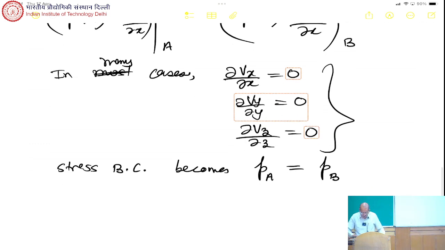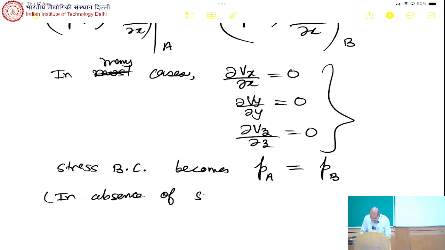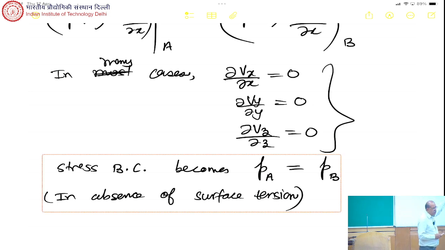But one has to remember, this works in the absence of surface tension. If there is surface tension, then there is a normal force which is caused by surface tension, that also has to be included in the normal forces. So this is in the absence of surface tension.